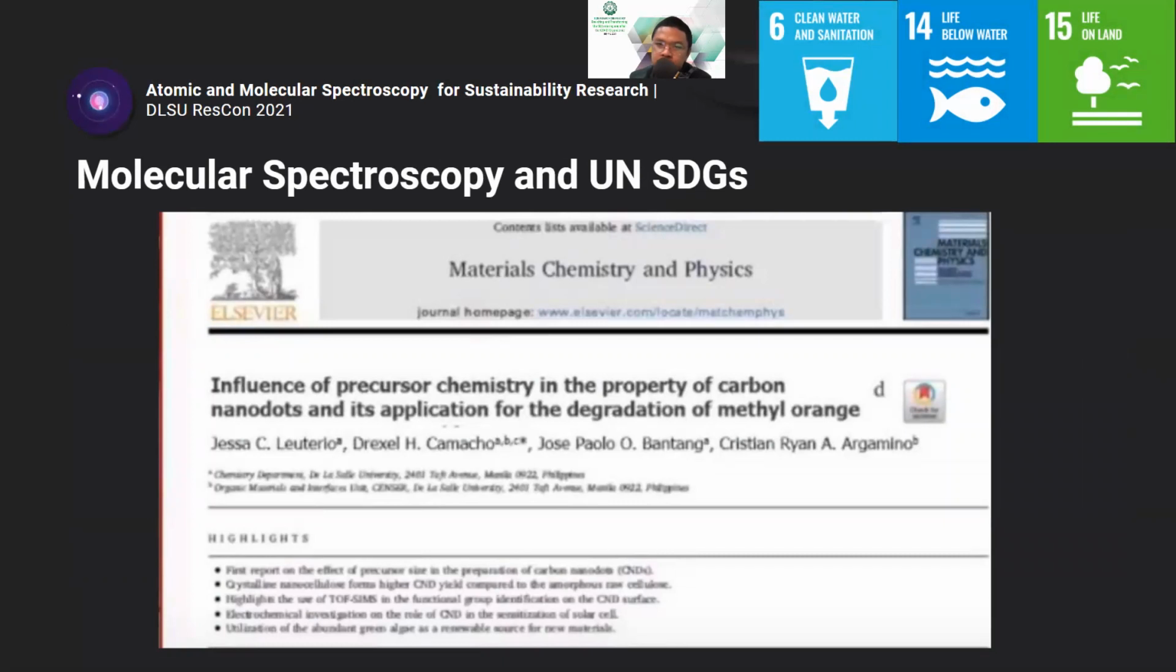So in this scenario or in this study, what we used was seaweed. So extracted yung carrageenan, and then yung carrageenan was used to synthesize the carbon nanodots. And those carbon nanodots were utilized to degrade certain dyes. And in this particular setting or experiment, it's methyl orange. So ano may hit natin dito? Clean water and sanitation, life below water, and then life on land. So marami kasi methyl orange can become a pollutant to all these systems.